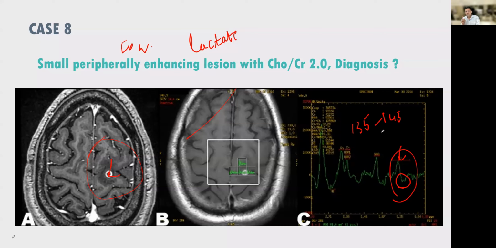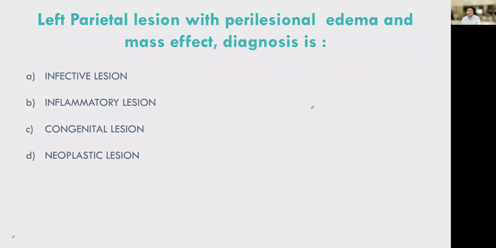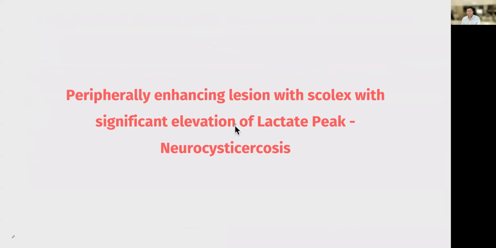And the meningitis component is very, very rare in case of NCC, but the meningitis component is really common in tuberculosis. And one more interesting thing I would like to emphasize is that racemose NCC can have conglomeration similar to tuberculosis. That is one thing you have to keep in mind. Okay, so this is again a peripherally enhancing lesion with a lipid lactate peak and NCC.